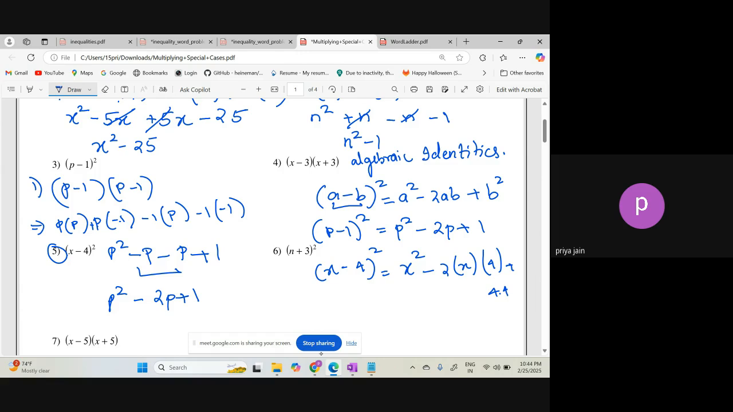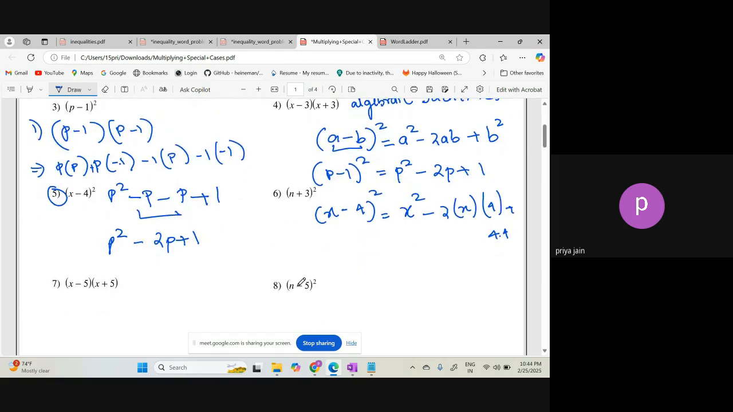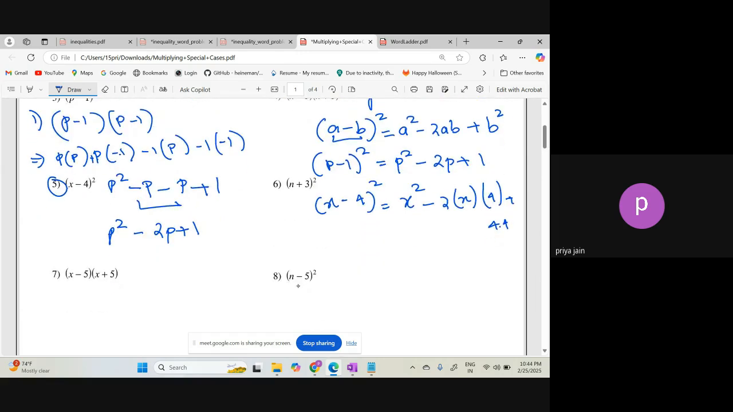Let me write it down here. 4 times 4. This is the most simplified version you can get of it. So it's going to be 16. So this is your end result.